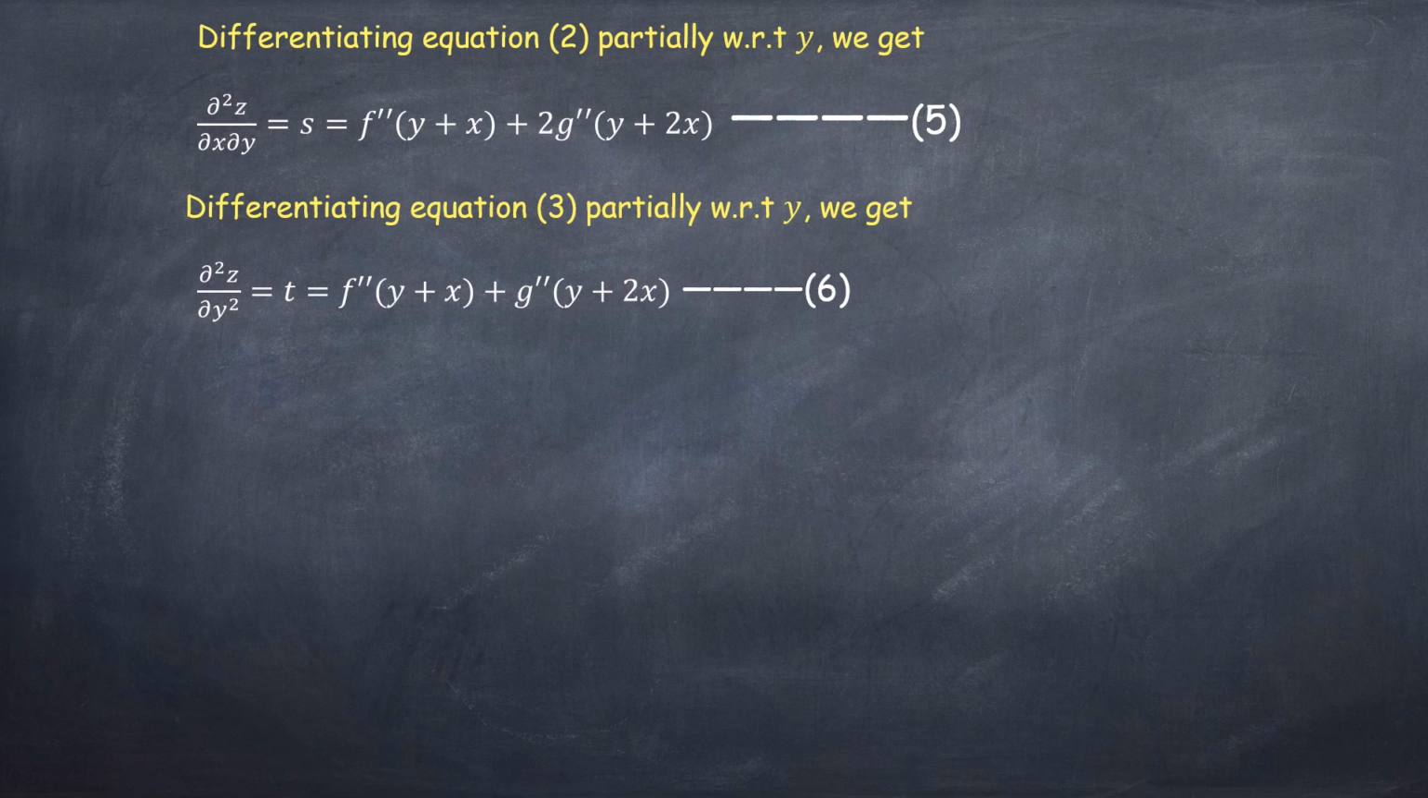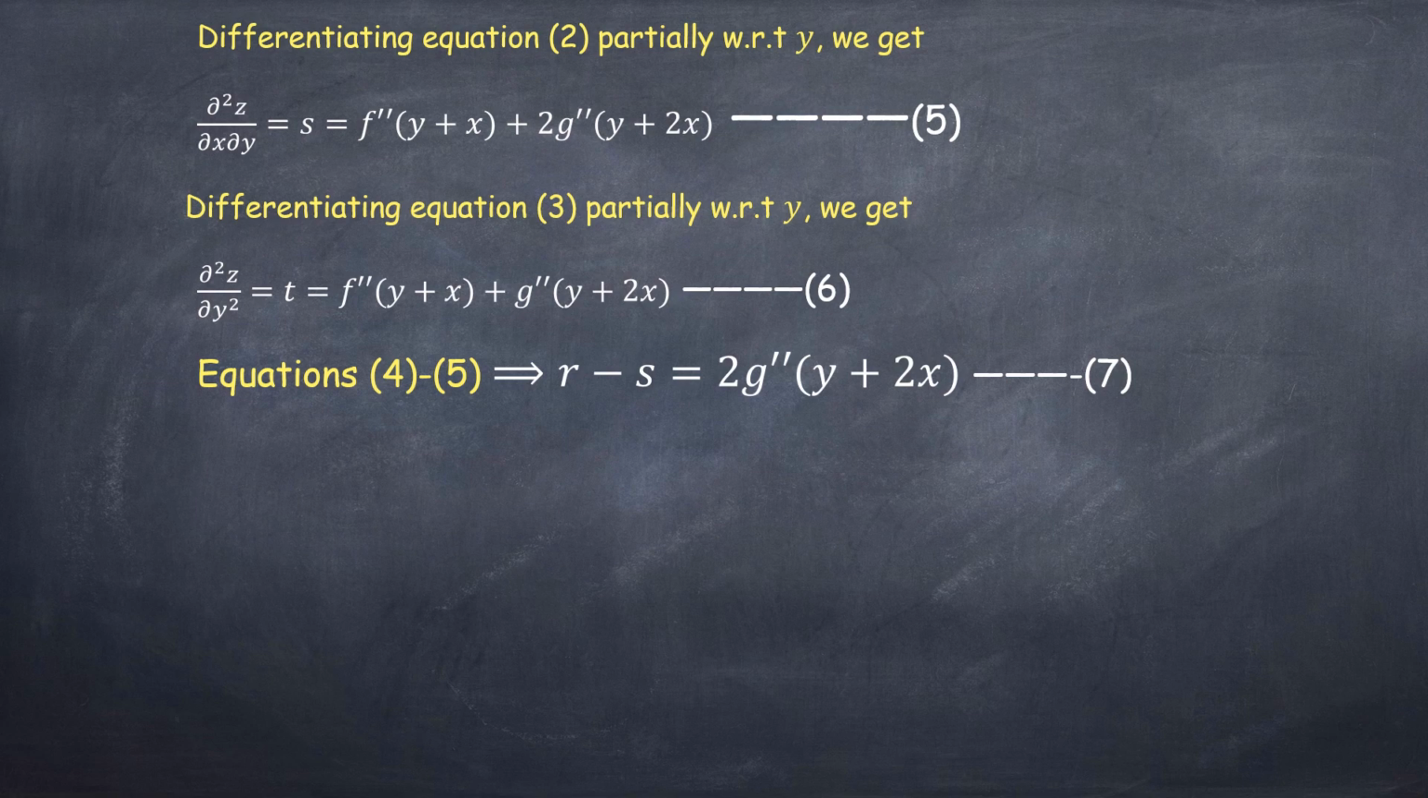All the three equations contain the double derivatives with respect to x and y. That is, f double dash and g double dash are in all the equations, that is, in equations 4, 5, 6. So now I'm going to add and subtract these equations to eliminate these two functions. Now I'll consider equation number 4 minus 5.